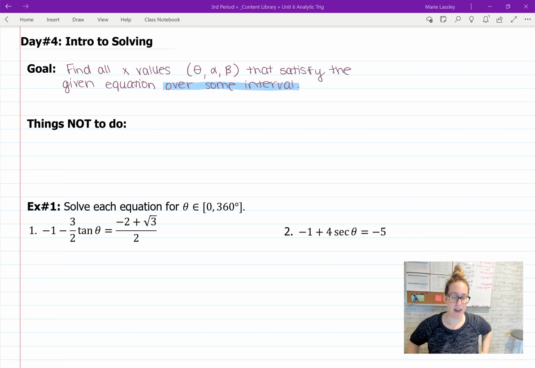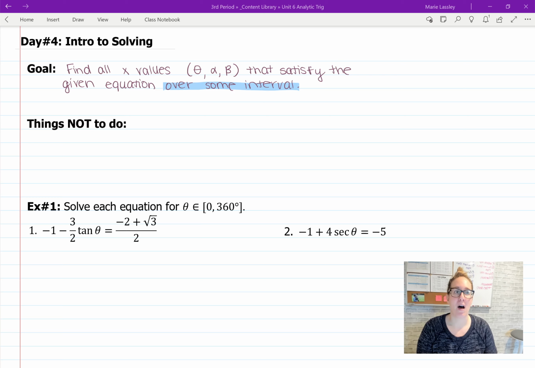Okay, now, things not to do. The most common thing that people do is cancel out x values. I'm going to give you an example of what I mean. This is the main no-no. And you guys do this with x also, so it's not just with your trig stuff. You do this when we're factoring normally. And this is what I mean.